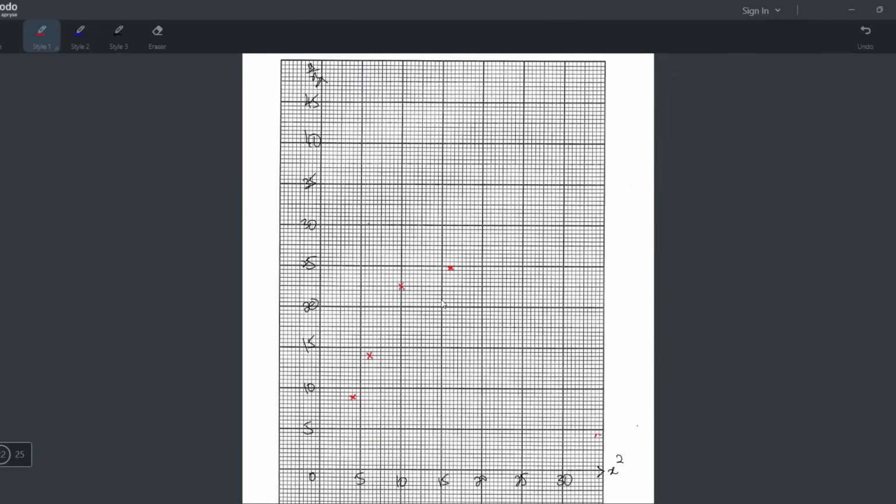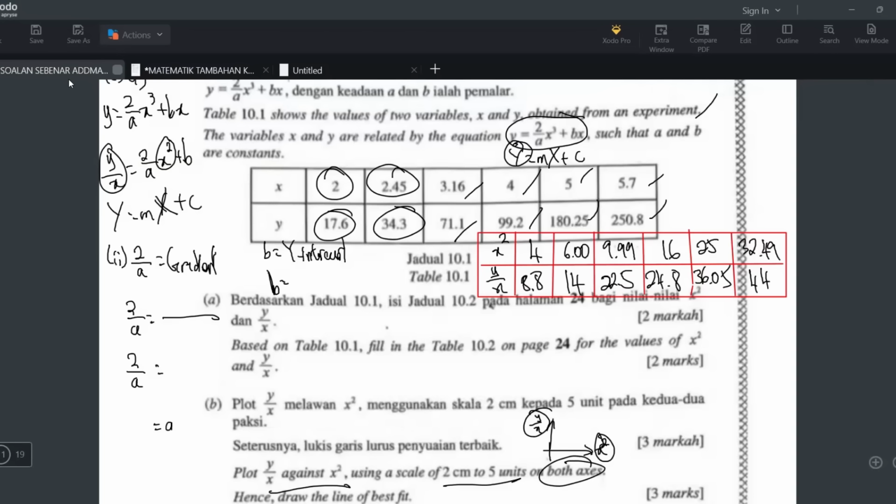Okay, it's a bit weird, right? Like how the points are positioned. It doesn't look like they can become a straight line. But it's okay. We plot the rest. All right.